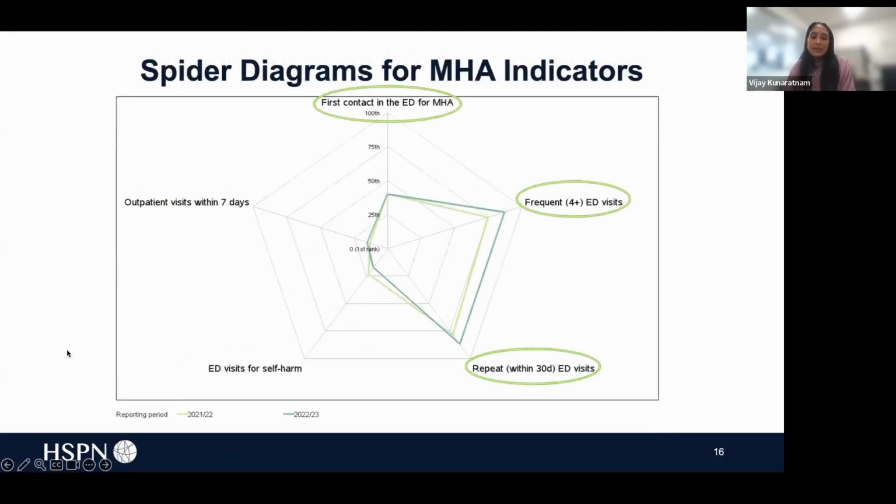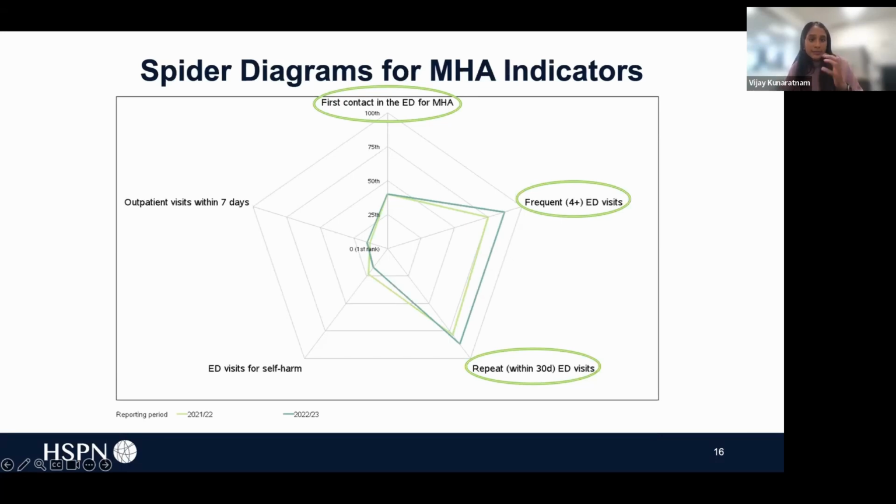So this is a sample spider diagram for our mental health indicators. As you see, we have 5 of them. Starting off with the top center, the first contact in ED for MHA, this OHT seems to be doing fairly okay, and the ranking is quite consistent for both years without much change.